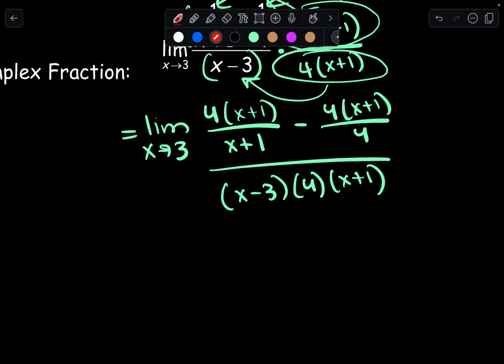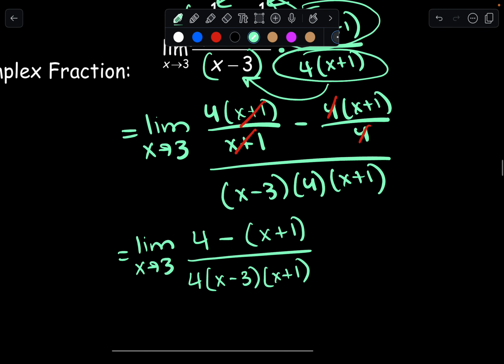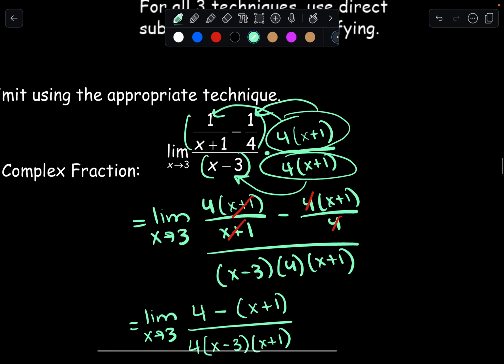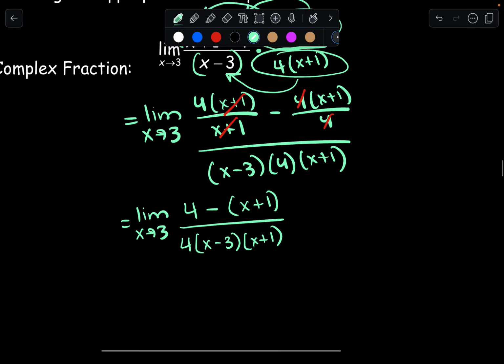Now from here, in this first term, we can see that the x plus 1's cancel out. In the second term, the 4's cancel out, okay? So we have the limit as x approaches 3. We end up with 4 minus x plus 1 all over, I'm going to move the 4 to the front just to clean it up, 4 times x minus 3 times x plus 1. Okay, so we are simplifying this. We no longer have a complex fraction, it's just a fraction now.